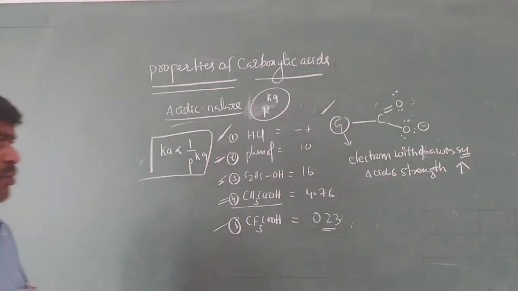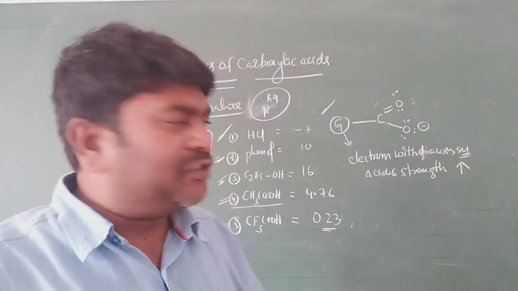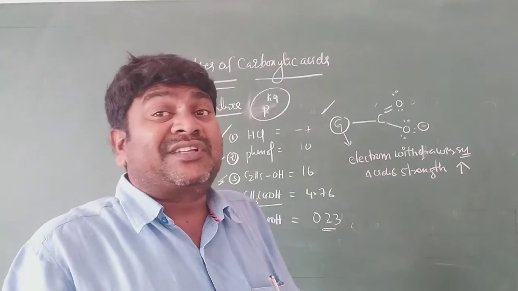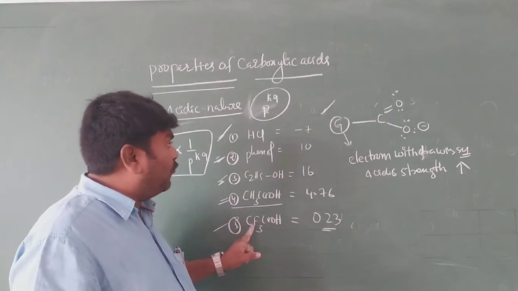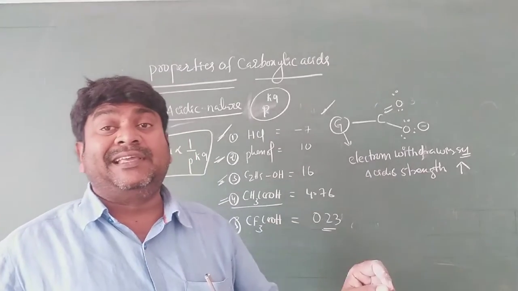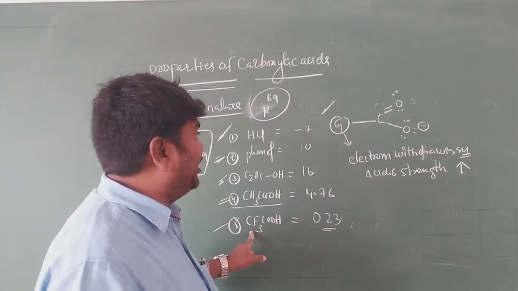Very important, my dear students. If the carboxylate ion contains an electron withdrawing group, ultimately stability increases and acidic strength increases. Suppose it is CF3. Fluorine is an electron withdrawing group. That's why it has a more acidic nature.